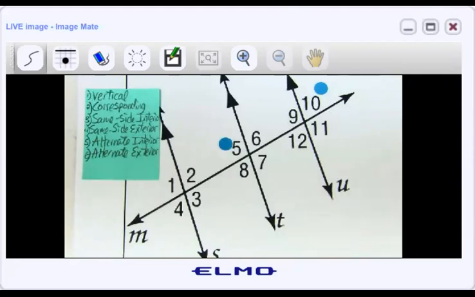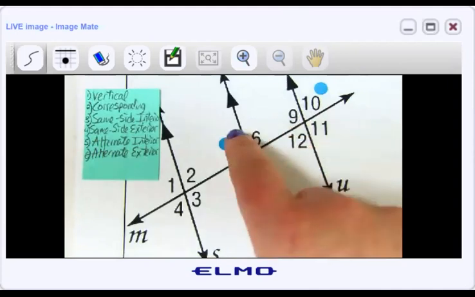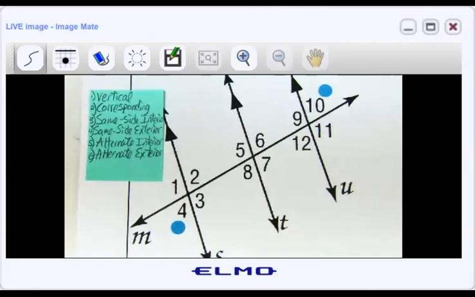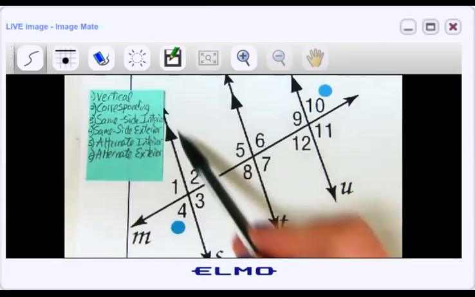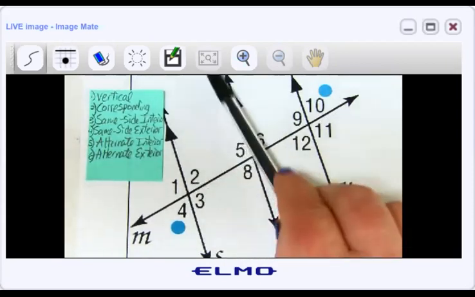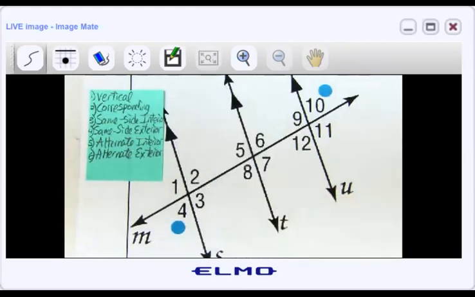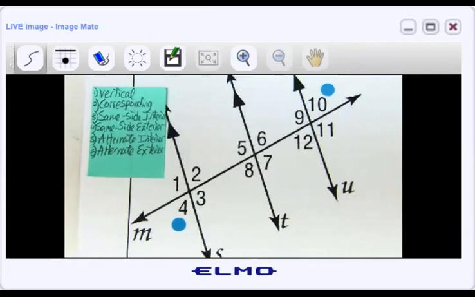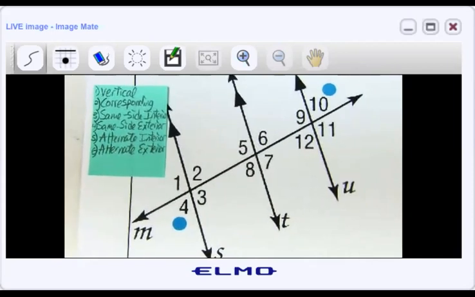Michael, pick a number from 1 to 12. 10. Okay, let's make this real interesting. What are 10 and 4 to each other? Alternate exterior. Yes! Oh my gosh. Alternate exteriors. Hopefully everybody sees that, right? Line M is my transversal. They're on alternate sides. And then the two lines I care about this time are S and U. I don't care about T at all. You could erase this line in the middle. Just completely ignore it. It doesn't matter. It doesn't affect angles 4 and 10. So if I look at S and U, they are both on the exterior of those two.